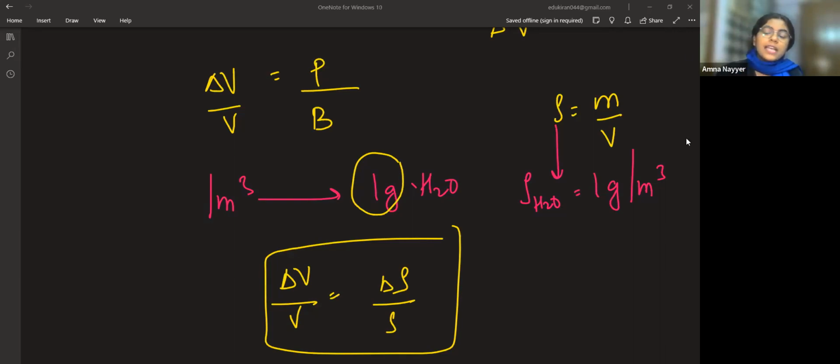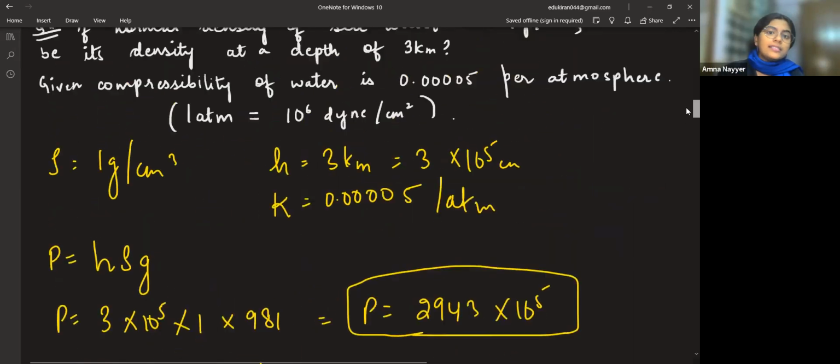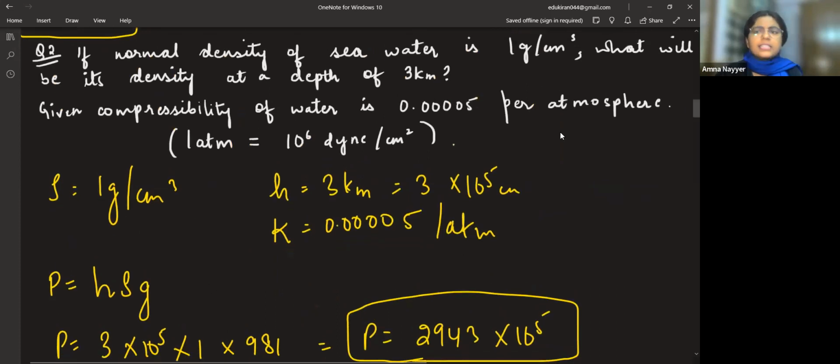Write it down. Then the last type of moduli of elasticity, shear, was left. That we'll discuss first. Write it down.